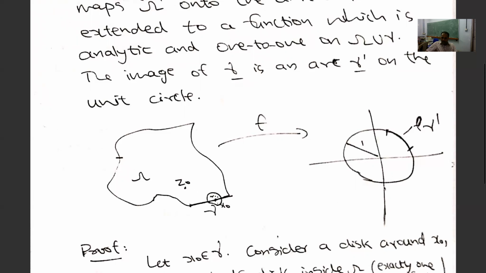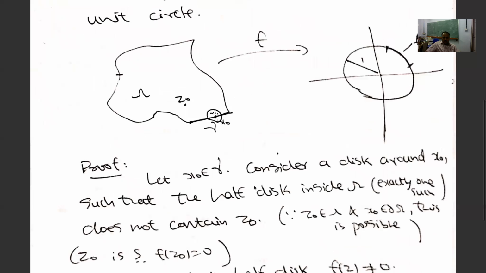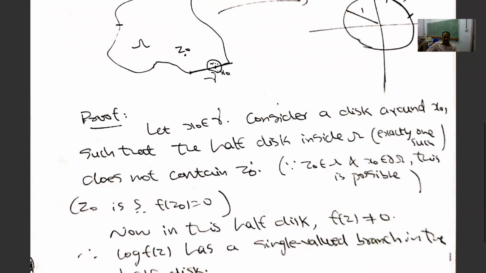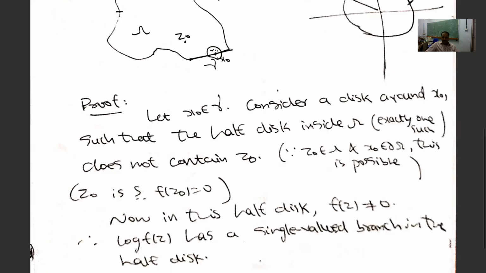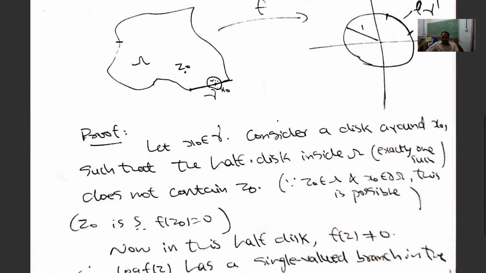So this line segment you can map onto some circle, an arc on the unit circle. Proof: you start from x0 belongs to gamma. Then you have a neighborhood around x0 such that exactly one of the half disks is inside omega. And you can choose this half disk such that it does not contain the point z0. z0 has the property that f of z0 equals 0 and f dash z0 greater than 0.